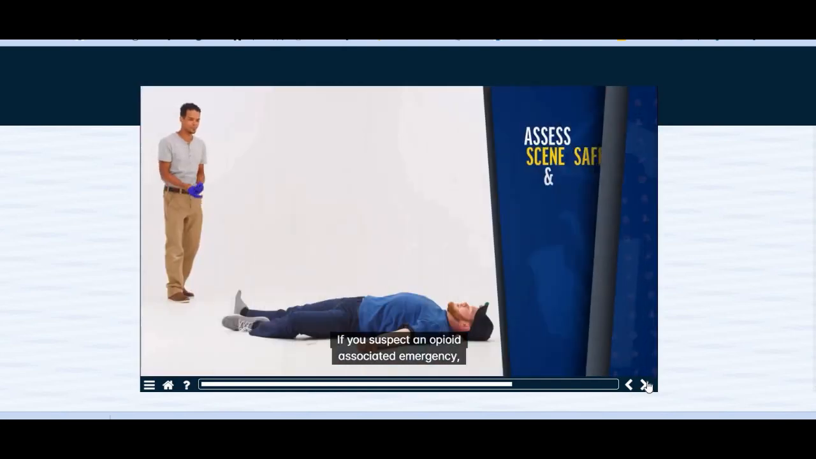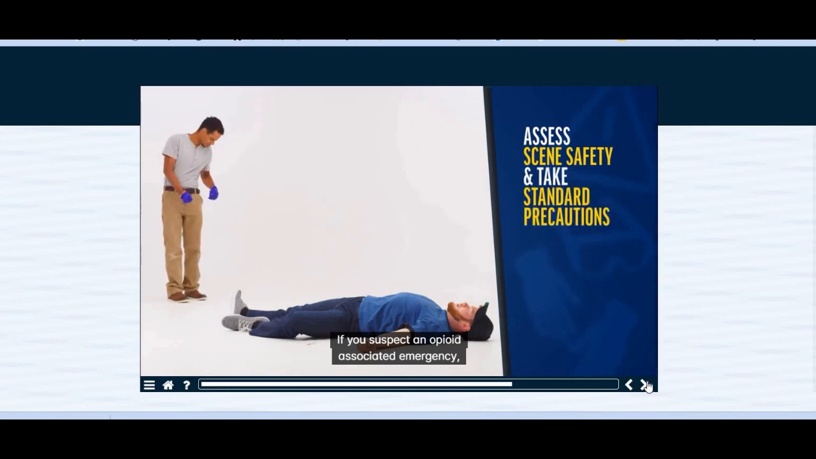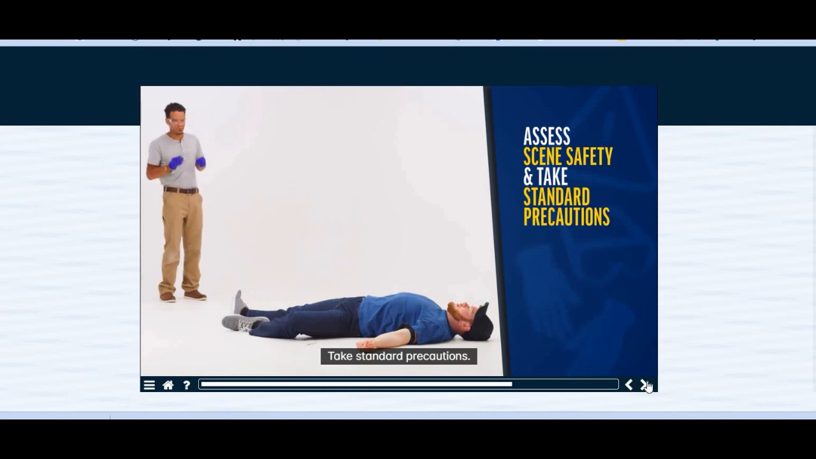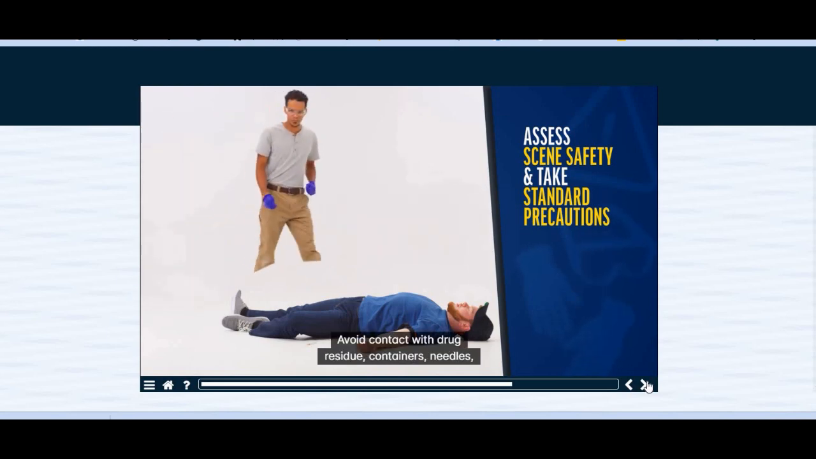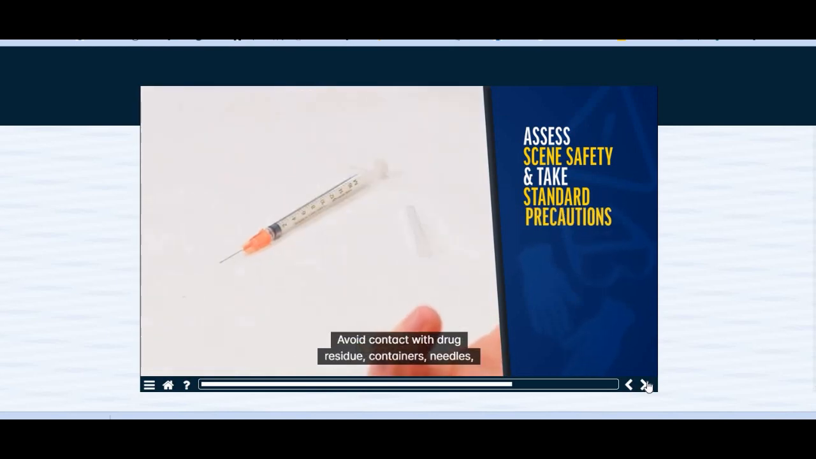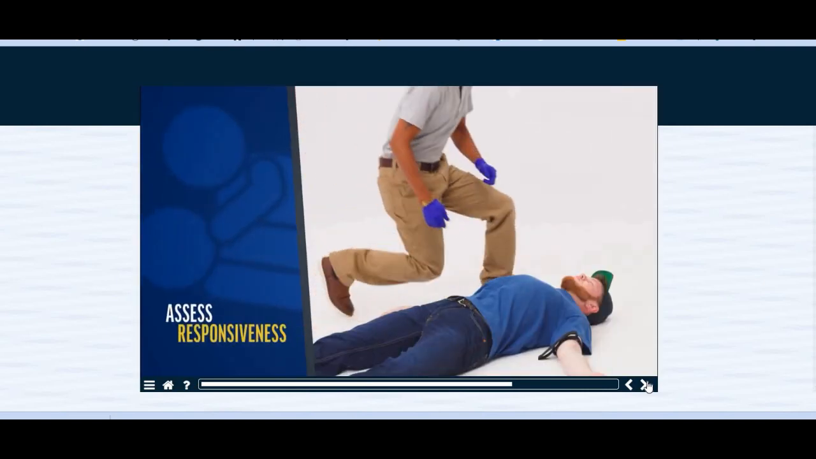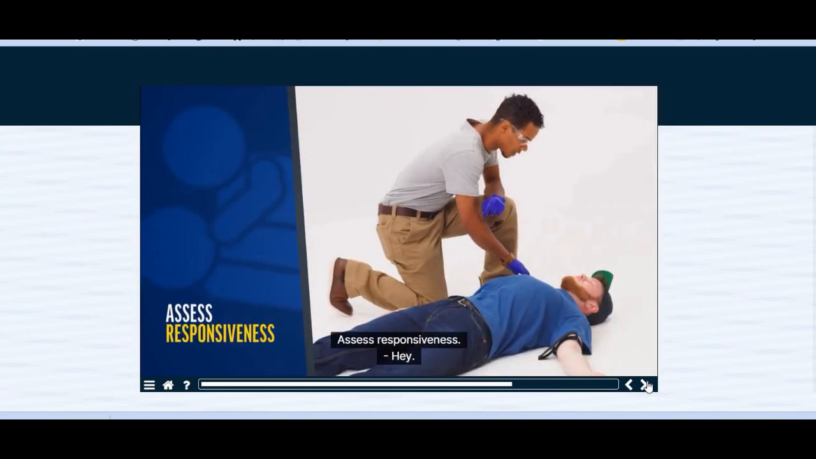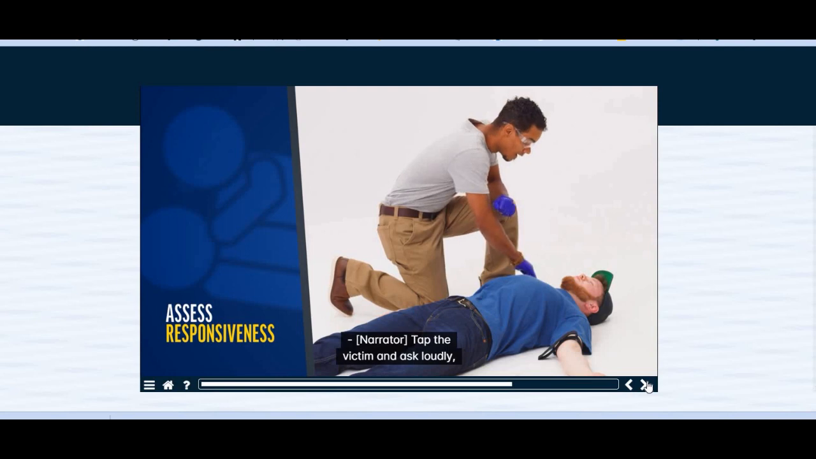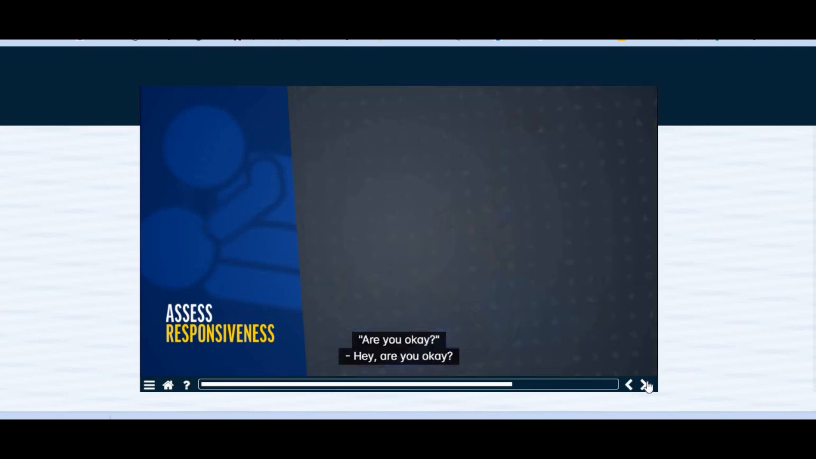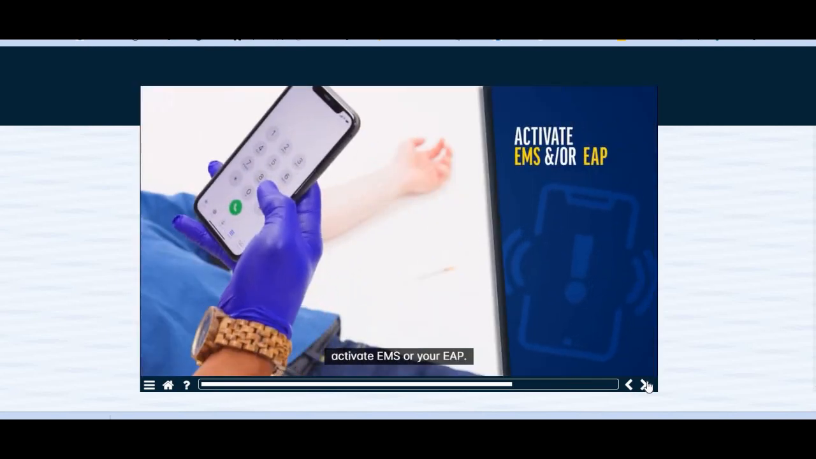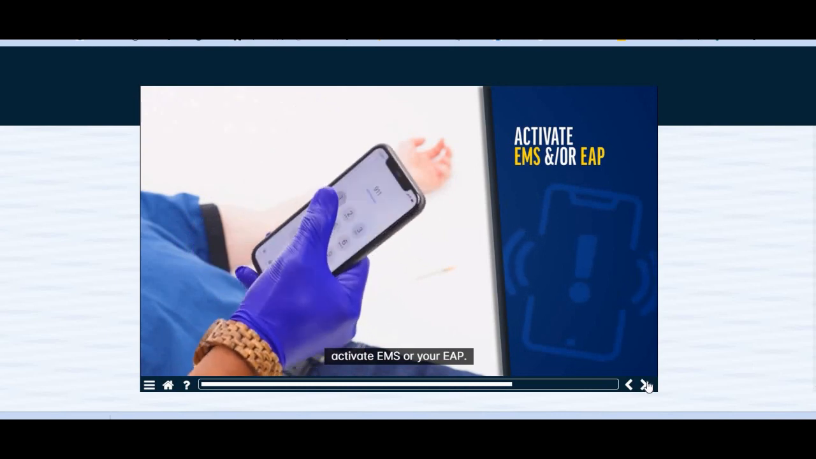If you suspect an opioid-associated emergency, assess the scene for safety. Take standard precautions. Avoid contact with drug residue, containers, needles, and other paraphernalia. Assess responsiveness. Tap the victim and ask loudly, "Hey, are you okay?" If the person is unresponsive, activate EMS or your EAP.